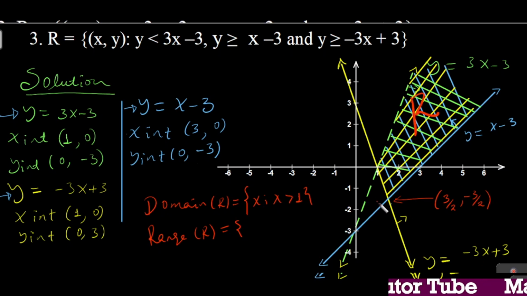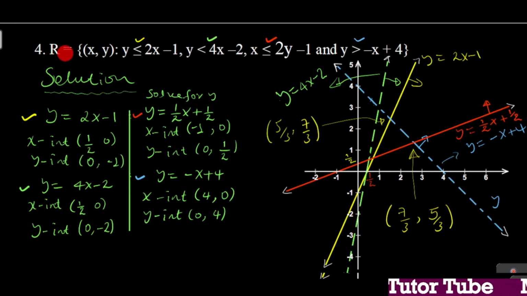The range of the relation uses the positive y-axis starting from this point. This point is the intersection of this line and this line. Solving simultaneously, you will get this point. The range is the set of y such that y is greater than or equal to -3/2.